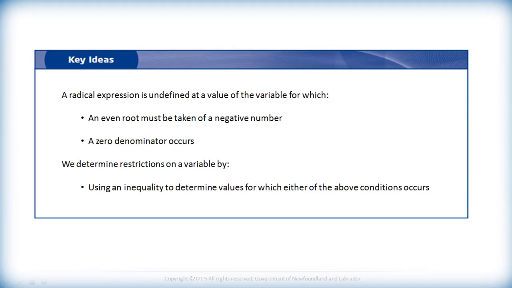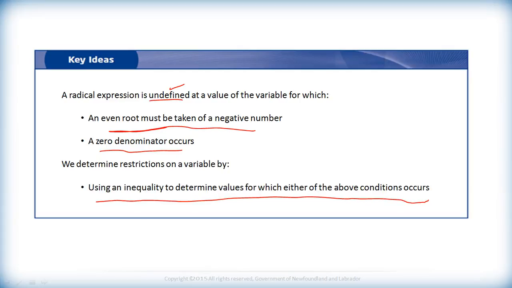Okay, so a few things to note there. If we take an even root of a negative number, the radical expression turns out to be undefined, so that's no good. Or if we have a 0 denominator, we turn out to be undefined, so that's no good. So to determine how we restrict it so that neither of those two things happens, we use an inequality. We decide: do we have to be positive, do we have to be strictly positive, or are we allowed to be 0 as well, based on the setup of the expression.